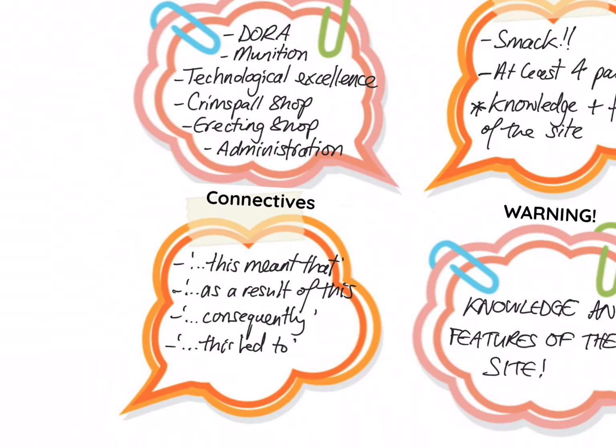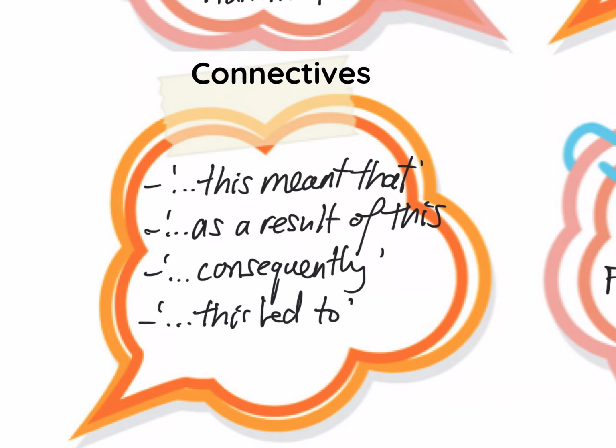Moving on from that, we need to look at connectives. These are what we're familiar with by now, but we must be using phrases like "this meant that," "as a result of this," "consequently," "this led to."